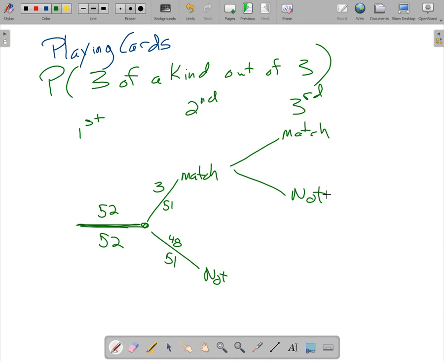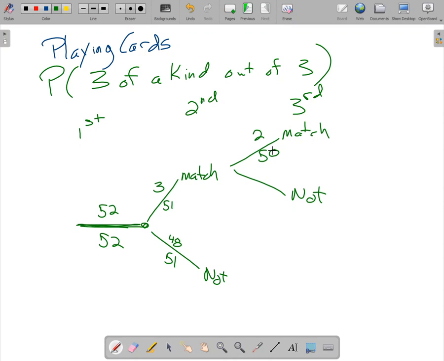How many cards are there left to match? I got an ace, I got another ace. The third card matches. How many aces? 2. There were 2 possible aces to match, out of how many in the deck? 51, or 50. Now, I want the probability of 3 of a kind.